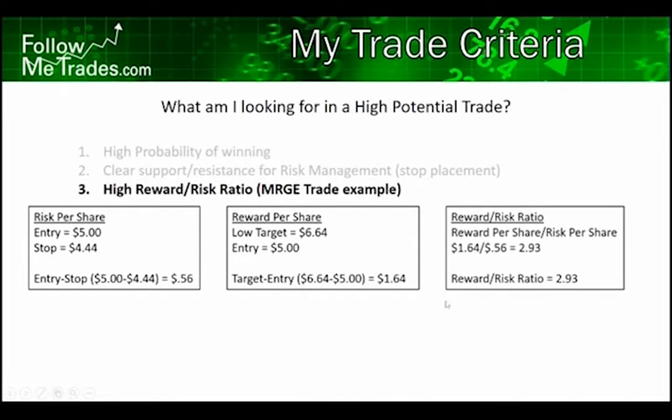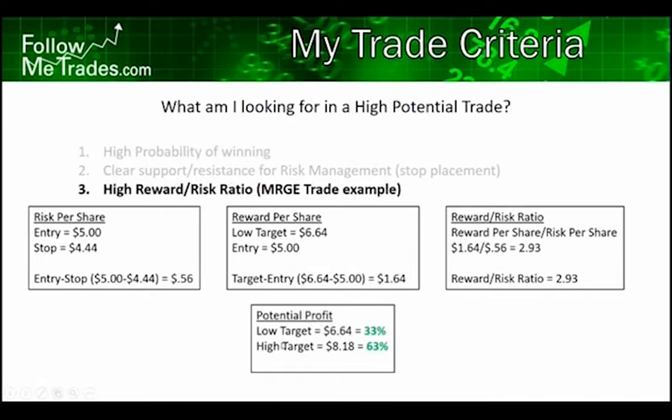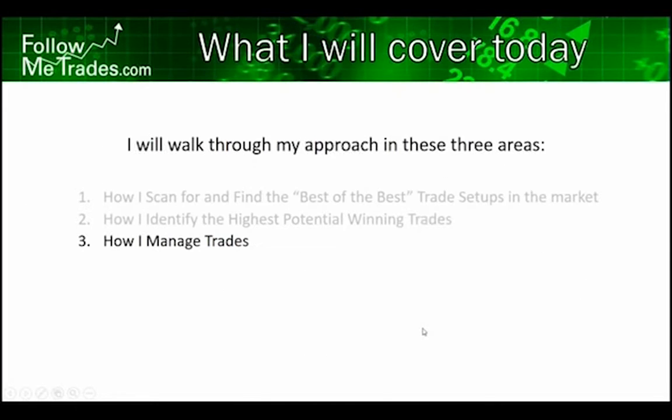So what's the ratio of that, right? Well, the ratio is 2.93. 1.64 is 2.93 times greater than 56 cents. So that's good for me. I'll never take a trade that has the potential to lose more than it will make. I like it to be at least 1.2 at a minimum, and over 2 to 1 is better. And of course, after that, higher is better. My profit potential, the low target is a 33% gain on the trade. At the high target, it's a 63% gain on the trade. Good news, okay? So that's all a go, right?